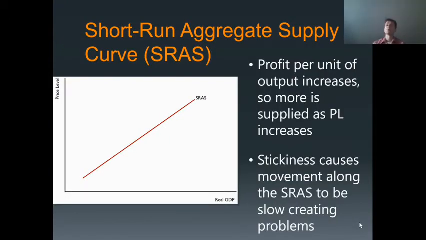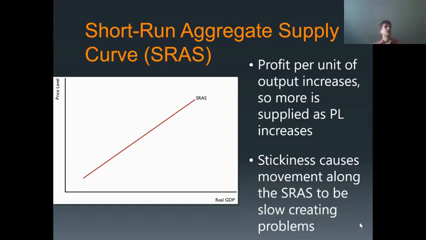So first of all, of course, why is it upward sloping? It's upward sloping essentially for the same reason that your regular supply curve is upward sloping. Profit per unit increases as your price level goes up. So you supply more as price level increases. Same exact idea as the supply curve normally.